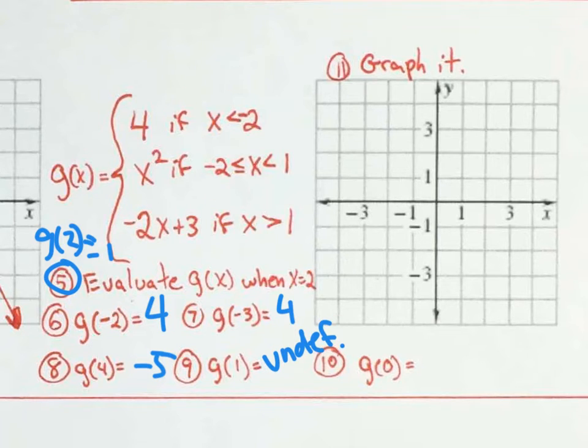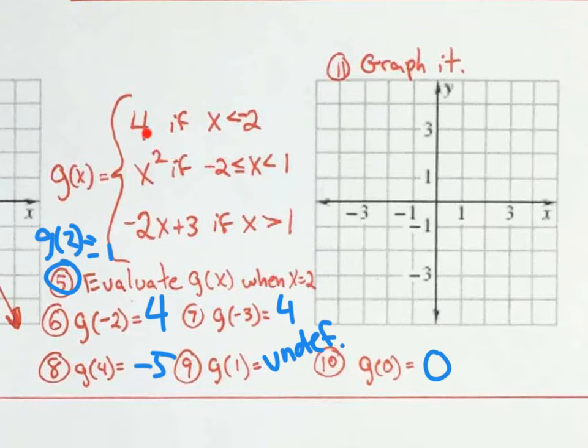Okay? Moving on to g of 0. Where am I going to plug in 0? Do I plug it into the first one? No. Do I plug it into the second one? Yes, 0 is between negative 2 and 1. So when I plug in 0 here, 0 squared is what? 0. Okay, we're good.